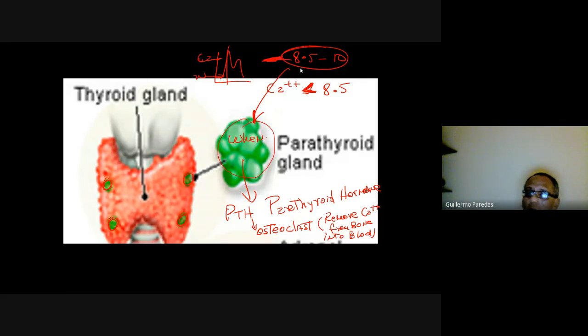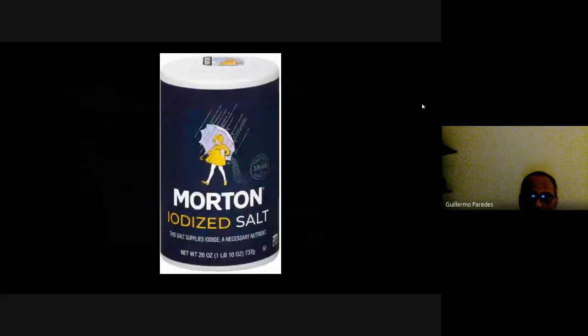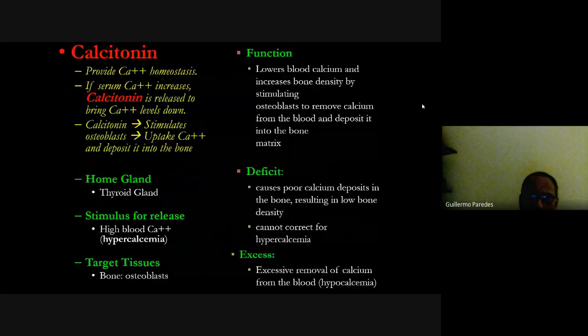Okay. Now, all this process, the calcitonin and PTH, that is what we call the calcium homeostasis, to keep the internal balance of calcium. Homeostasis to keep the internal balance of calcium. Who is doing that? Between the calcitonin and the PTH. All right, so is that clear? Let's continue.